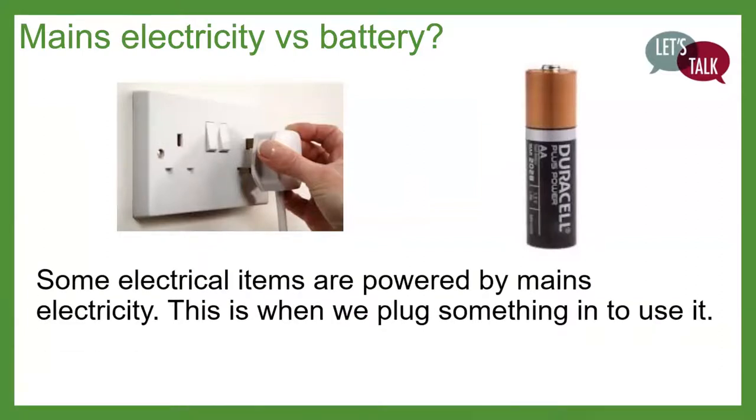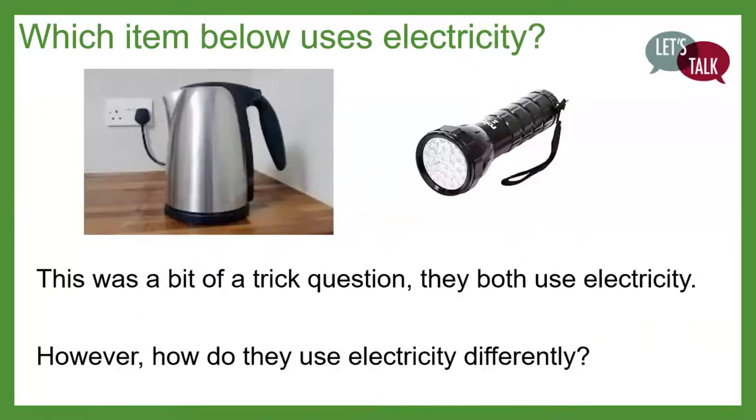Some electrical items are powered by the mains, like the kettle. So that's powered by mains electricity. And this is when we plug something in to use it. So that might be like your kettle in the previous slide. So we can see our kettle here is plugged into the mains.